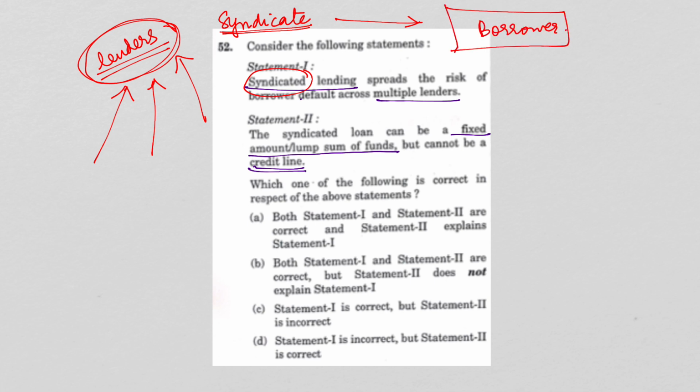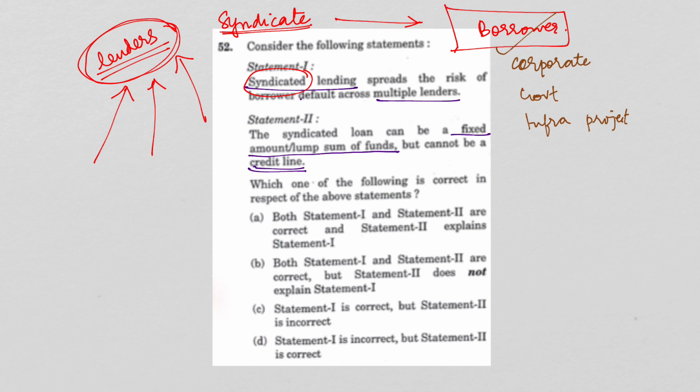And in case of syndicate lending, the borrower can be a huge corporate, or it can be a government, or it can be an infrastructural project, etc. Generally, the idea is that the amount of loan should be huge, and that's why one single lender is not able to or not willing to lend that money, and that's why there is a syndicate of lenders, a few lenders coming together, pooling their money and lending it to the borrower. So this is what happens in a syndicate lending.